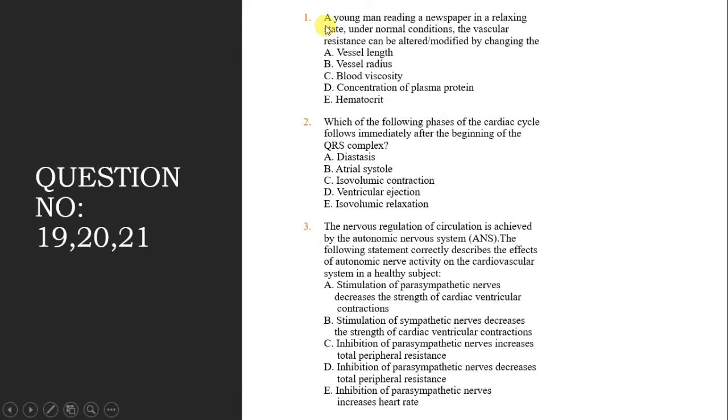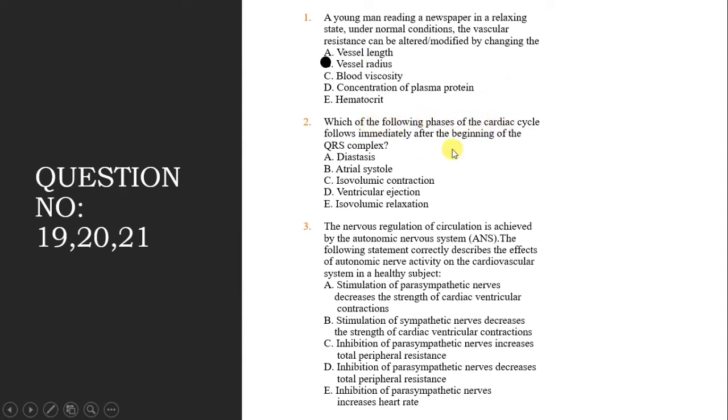Question number 19 says a young man reading a newspaper in a relaxing state. Under normal condition, the vascular resistance can be altered by changing the vessel length, vessel radius, blood viscosity, concentration of plasma protein, and hematocrit. So in normal condition, it can be altered by vasodilation or vasoconstriction, which will increase or decrease the vessel radius.